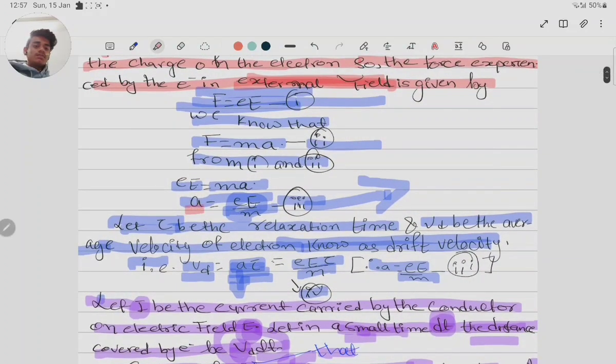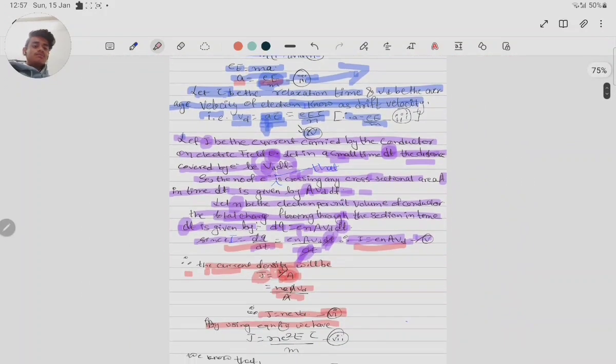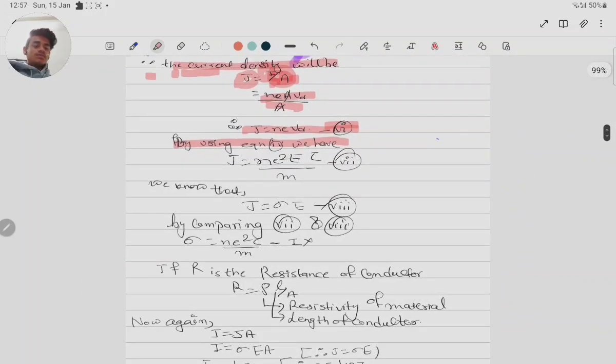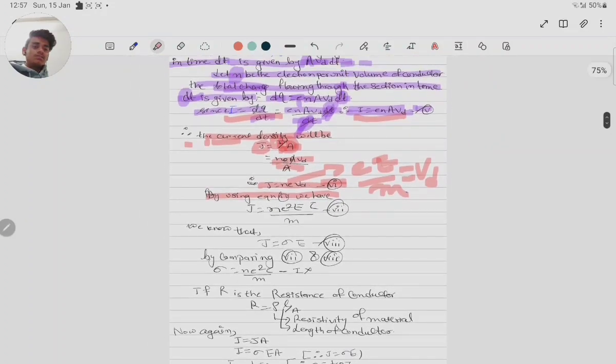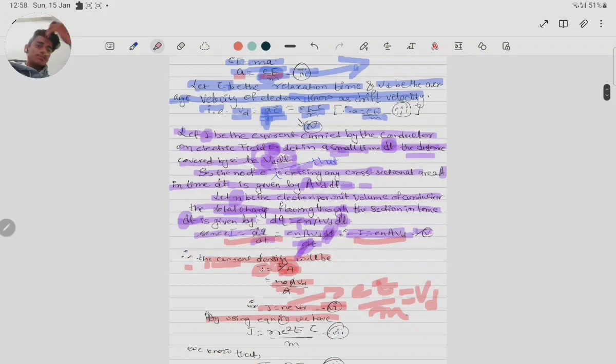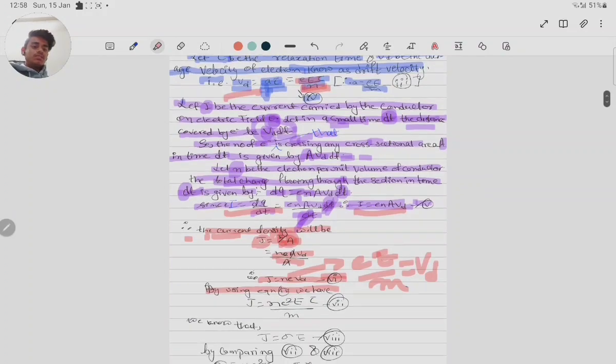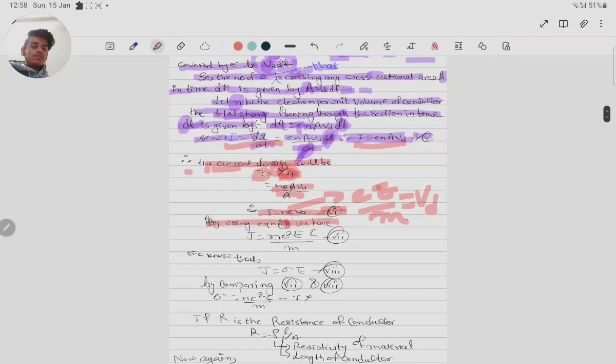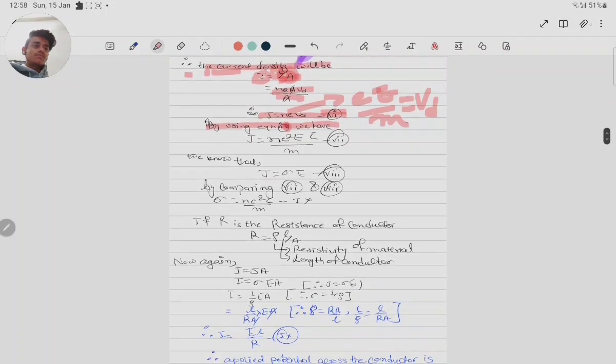The value of a here is a equal to eE by m. Okay, we are using it here. Sorry, I made a mistake there. We are using the value of v_d, which was in equation 4: v_d equal to eE tau by m. I read the wrong equation, so sorry for the mistake.